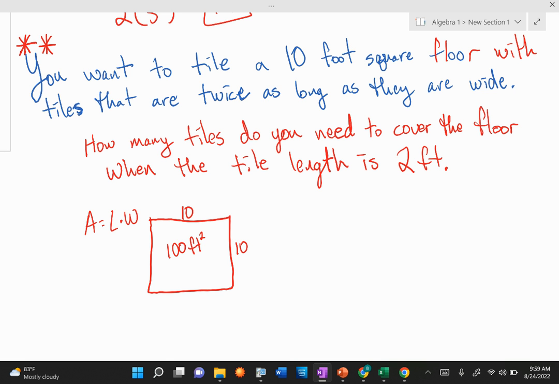Now, what other piece of information does it give us? It tells us a little bit about one of the tiles, right? So this is the big area that we're trying to tile, but we're using these smaller tiles. Are these smaller tiles going to be a square or a rectangle? It has to be a rectangle because it tells us what? Yes, it says the tiles are twice as long as they are wide. How long are they? 2 feet. So what is the width?